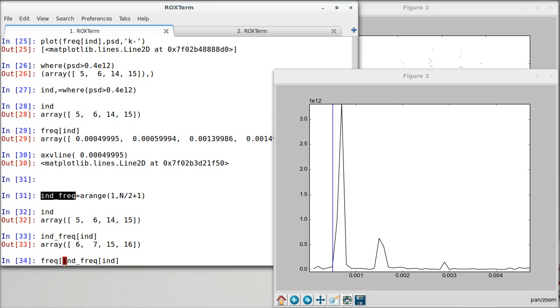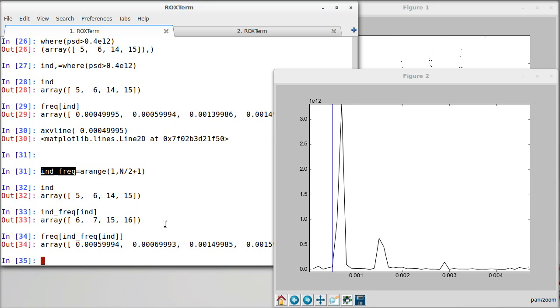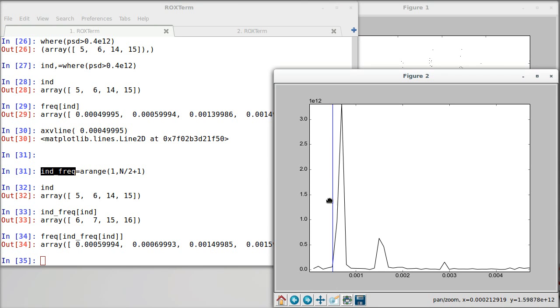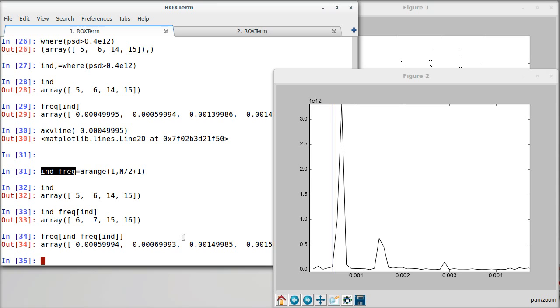So the actual list of frequencies are these, and if we were to draw vertical lines at these frequencies, we would see that they line up with where these peaks occur. I encourage you to do that. Again, this is an important point, something you need to be aware of and careful about whenever we use the where command. We have to know how we've processed things so we know what we're actually indexing.